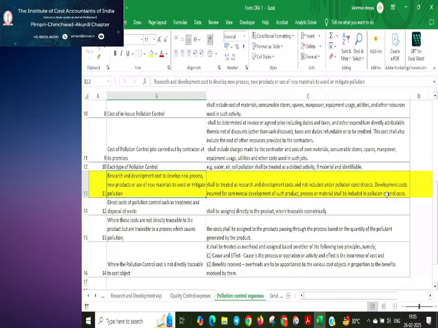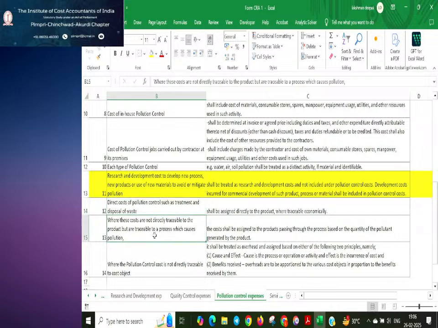So here basically what are you looking at? You are looking at the benefits received and you are charging the cost. Direct cost of pollution control, such as treatment and disposal of waste, will be directly assigned to the product. So as I told, sugar and distilleries: whatever cost you incur on the pollution control of these two main products will be allocated to the product directly. So that is what they are telling here.